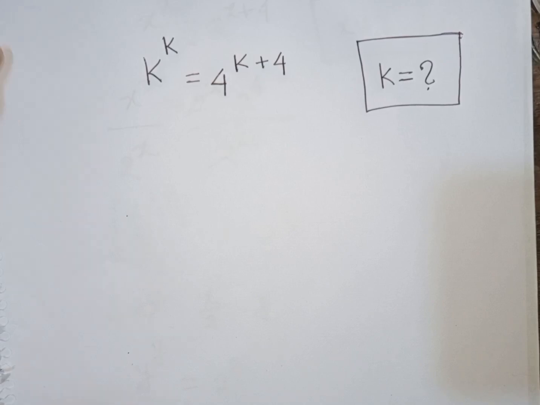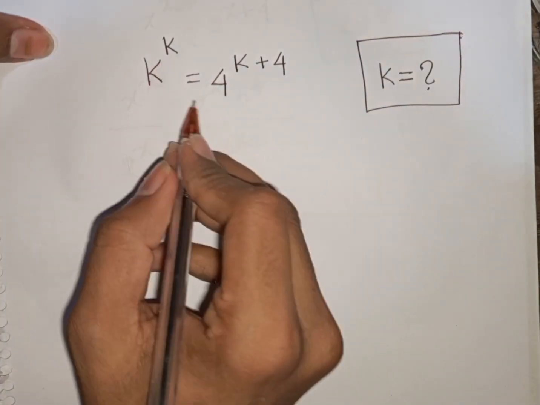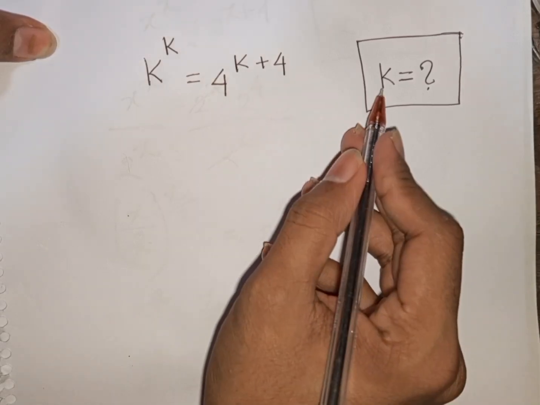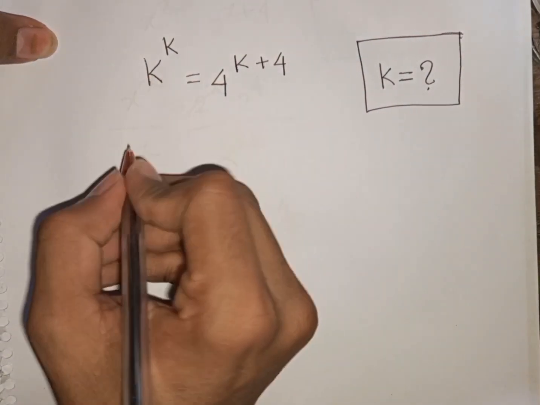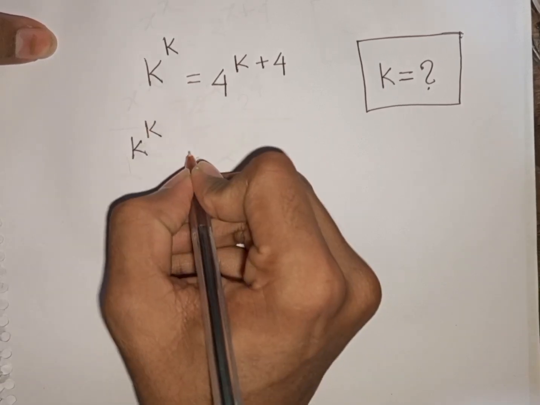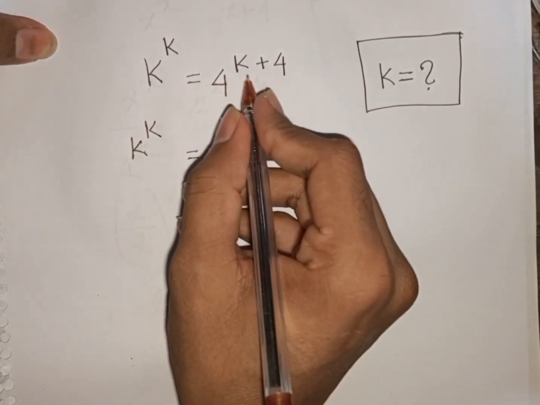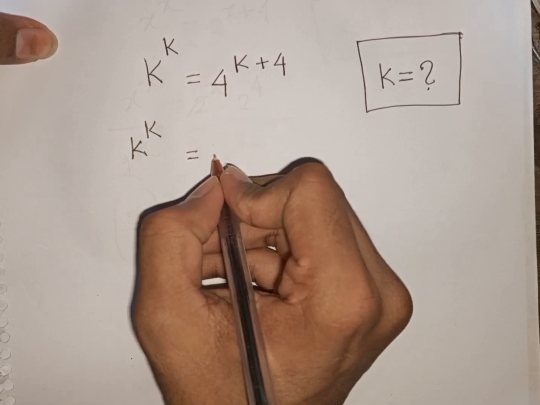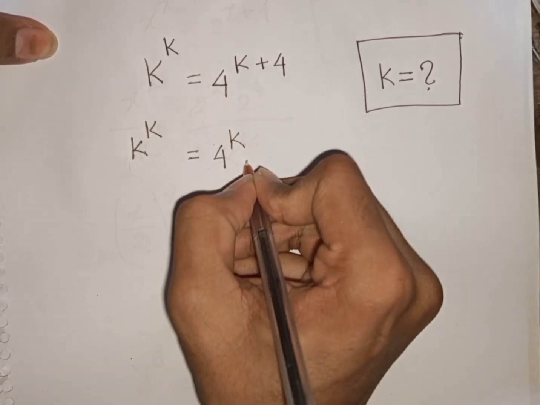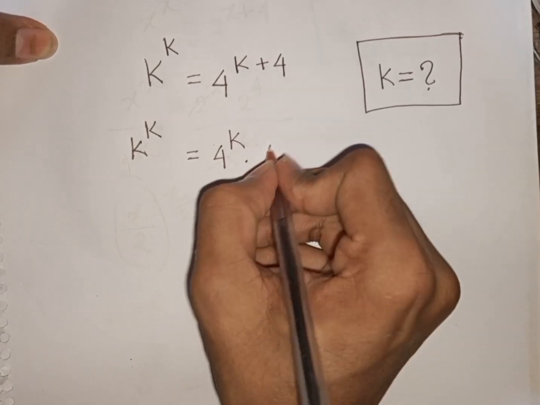How to solve k power k is equal to 4 power of k plus 4. Find the value of k. So we have k power k is equal to 4 power of k plus 4, which can be written as 4 power k times 4 power 4.